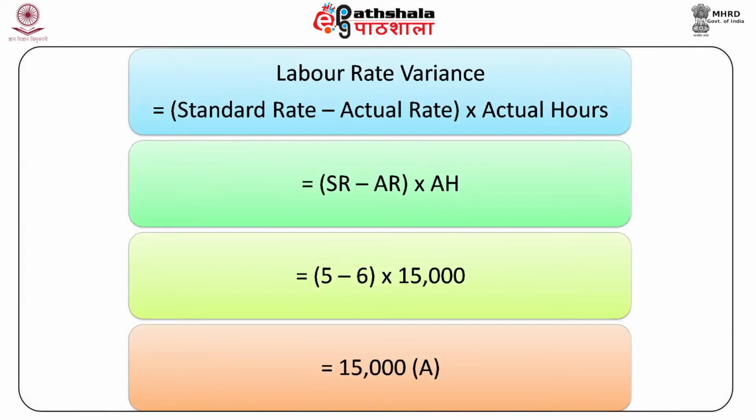Let us continue with our earlier example to calculate labor rate variance. Labor rate variance based on the figures given earlier will be equal to standard rate minus actual rate into actual hours, or (SR − AR) × AH, that is (5 − 6) into 15,000, that is 15,000 adverse, because minus 1 into 15,000 will be minus 15,000.